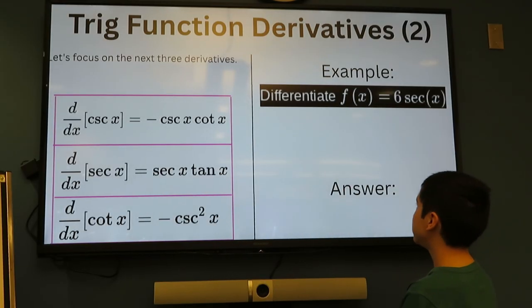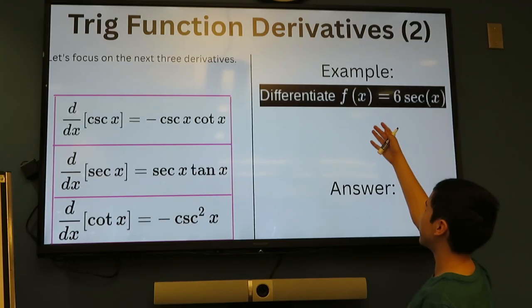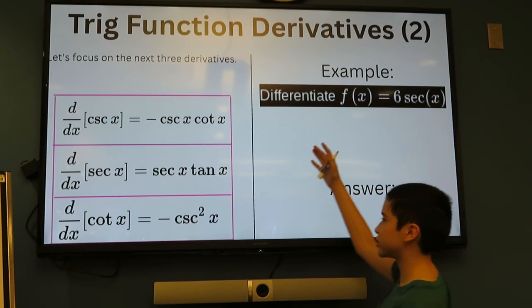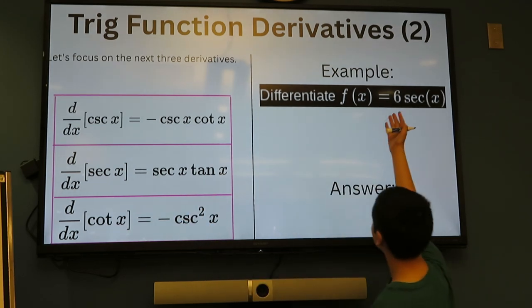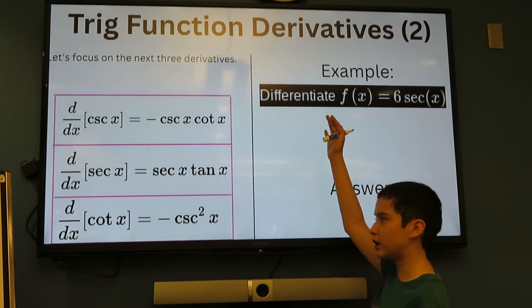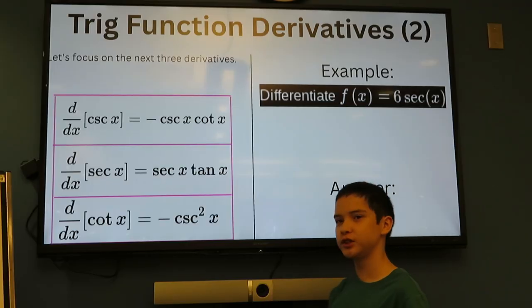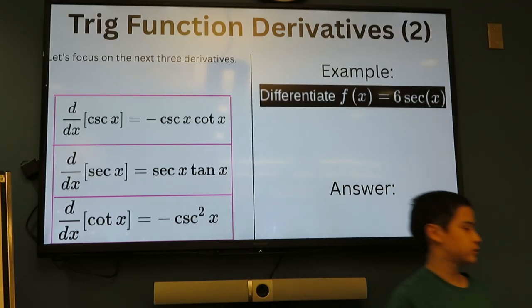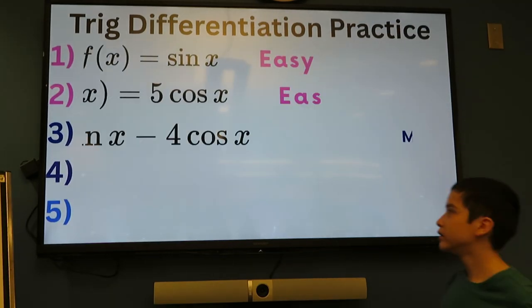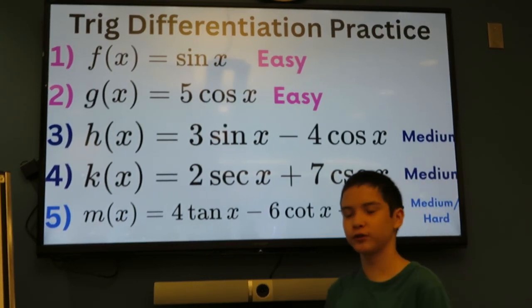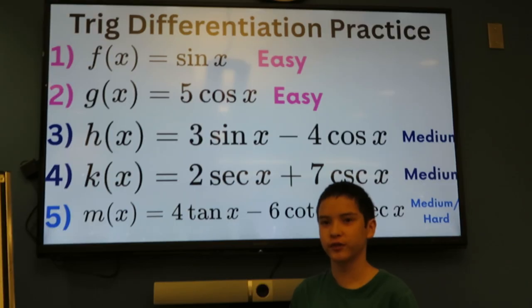So now, from these rules, we can see if we have a function f of x equals 6 secant of x, we can just use this rule here and factor out the 6 from the differential. And once we differentiate, we would get 6 times secant of x times tangent of x. There are some basic problems to get you familiarized with differentiating trig functions.